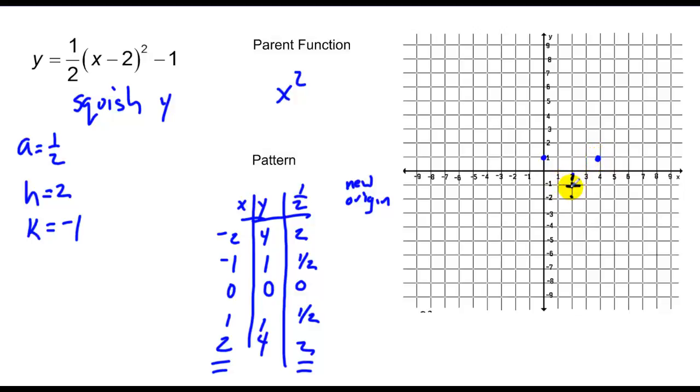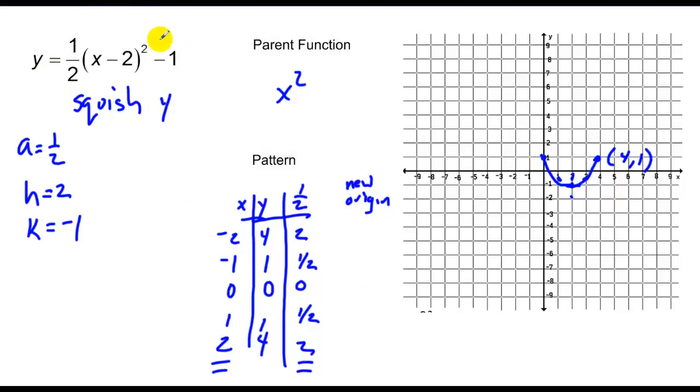If I go over 1, this time I only go up a half. So you'll see that this graph now is wider than our original x squared graph. And I want to make sure I did it right, so I need to check that point of (4, 1) by plugging it into the equation.